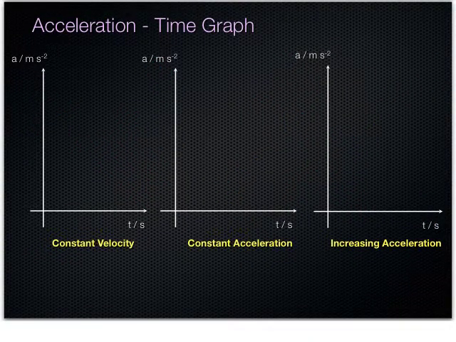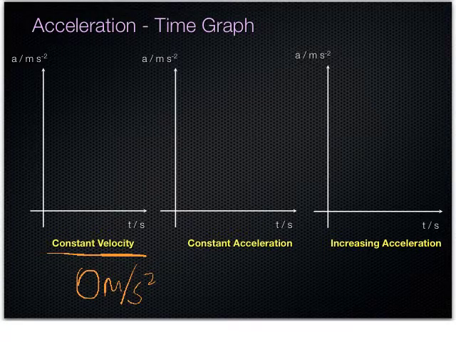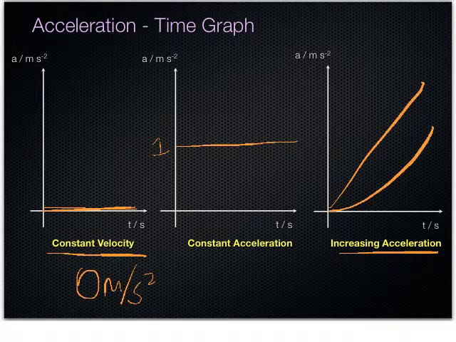Acceleration time graphs. Okay, so this time for a constant velocity, well, what's the acceleration there? It is 0. We're not changing our acceleration at all, so it must be 0. Constant acceleration, okay, in other words, if we've got a fixed value, we stay at it. Increasing acceleration, so it could just be any sort of line up or a curve.